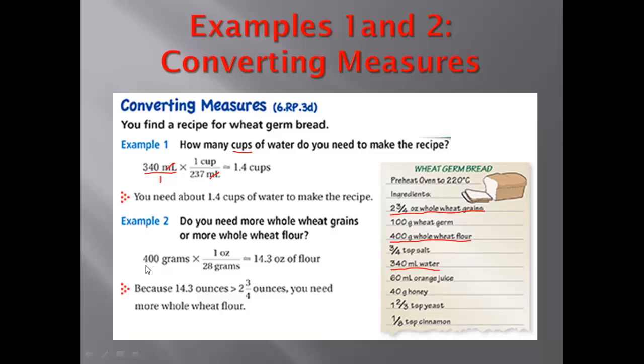If we start with 400 grams, because that's the flour, we can put that over 1 to make it a fraction. Since grams is on the top, in order to cancel it out, we need grams on the bottom of the second fraction. So we set this up as 1 ounce over 28 grams. Now we can multiply straight across. 400 times 1 is 400, and 1 times 28 is 28. 400 over 28 would be 400 divided by 28, and that's approximately 14 3/10 ounces of flour. Because 14 3/10 ounces is greater than 2 3/4 ounces, you need more whole wheat flour.